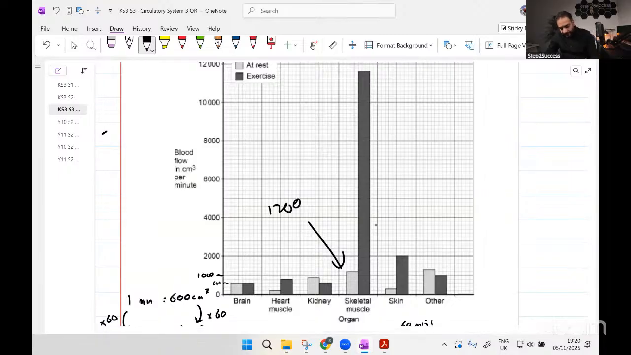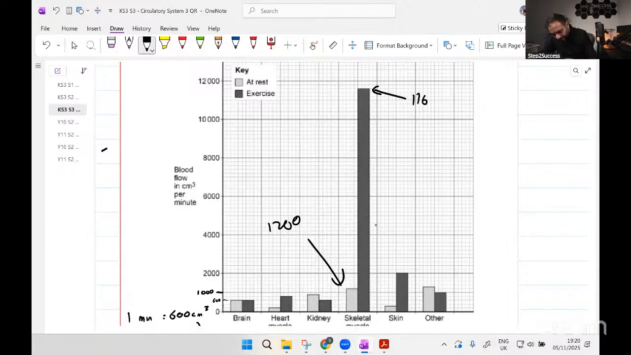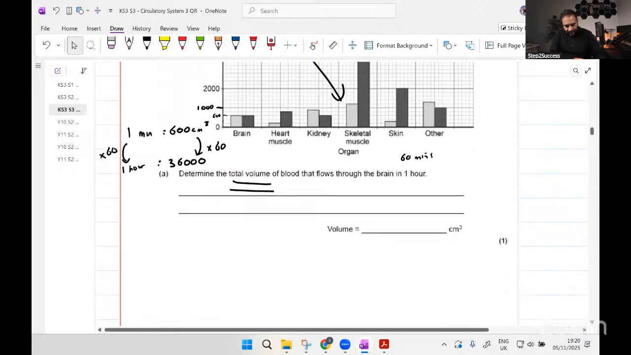And let's see what the other bar is, because it's comparing at rest, which is the first bar, to exercise, which is the second bar. The second bar goes up to, oh God, 11,600, looks like to me. That's 11,200, 400, 600, 11,600. Okay. So quite a difficult one.